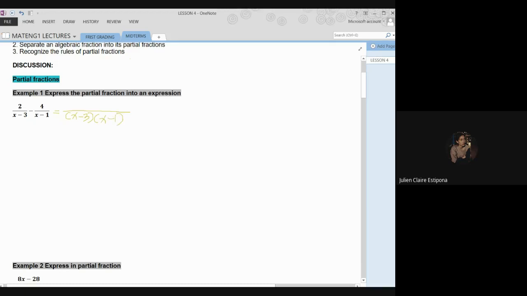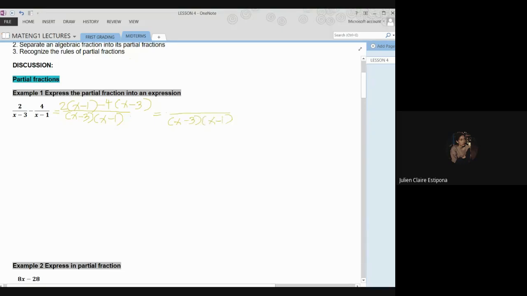So this one, we have here this one divided by x minus 3. What remains there is x minus 1, and multiply it by the numerator, which is 2. That is 2 times x minus 1, okay? Minus 4, of course, and then x minus 3, x minus 1 divided by x minus 1. What remains there is x minus 3 already. Okay? So to be able to simplify this one, let us just simplify the numerator. Let's copy the denominator.